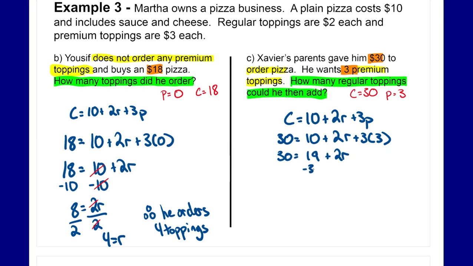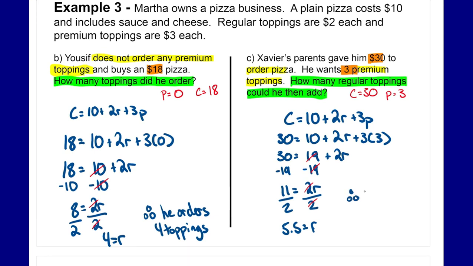Let's minus 19, the non-variable term. Minus 19 from both sides. One side cancels out. 30 minus 19 is 11, so 11 equals 2r. Divide both sides by 2. One side cancels out. I end up with 5.5 equals r.